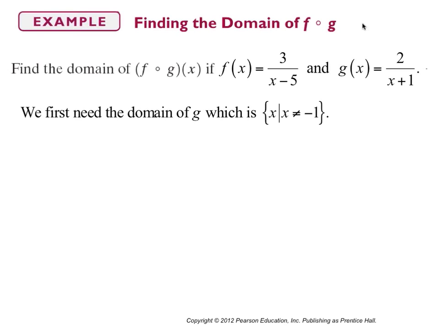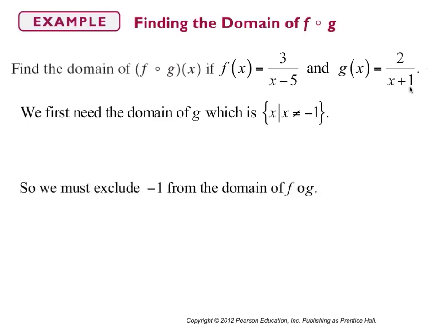So first we need to find the domain of g, which if you look at it, the only thing where you're going to have an issue is at negative 1, because if you take negative 1 and you plug it in for x, you get negative 1 plus 1 in your denominator, which is 0. We can never divide by 0, so we need to exclude negative 1 from our domain.